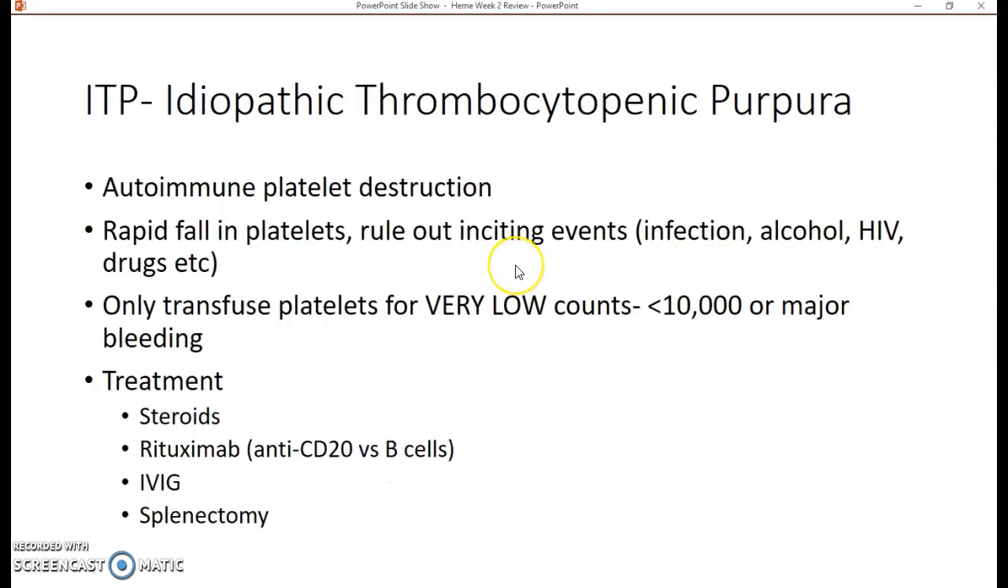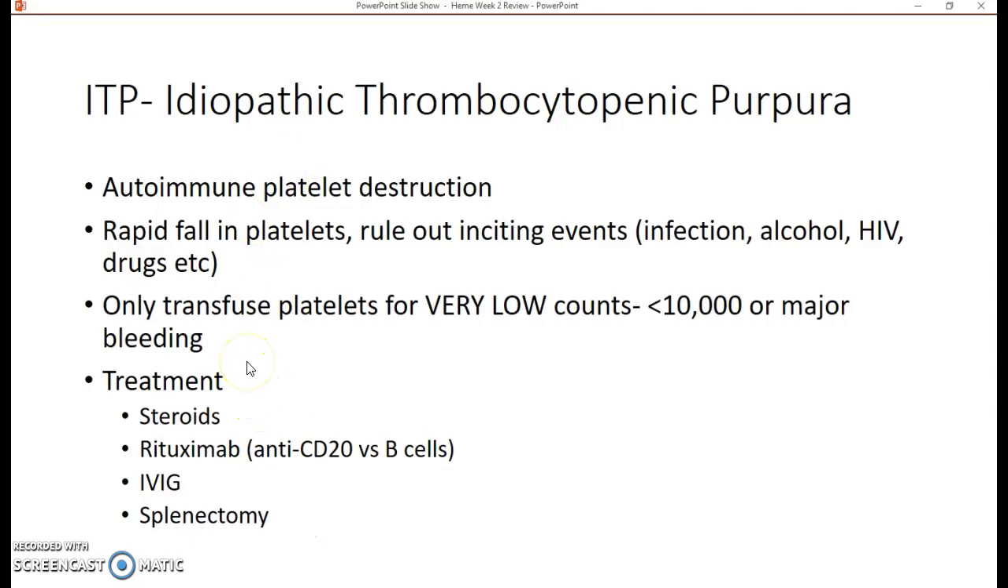So ITP, so autoimmune, you see a rapid fall in platelets. It can be provoked by an initial infection, but otherwise you're not really going to see any cause. They don't have HIV, they haven't started any new drugs. You want to rule these things out before diagnosing them with ITP. ITP was sometimes also called immune, because of the mechanism, but it's idiopathic thrombocytopenic purpura.